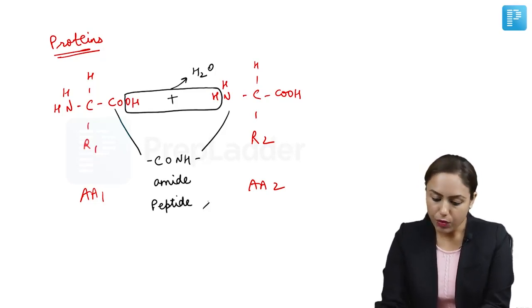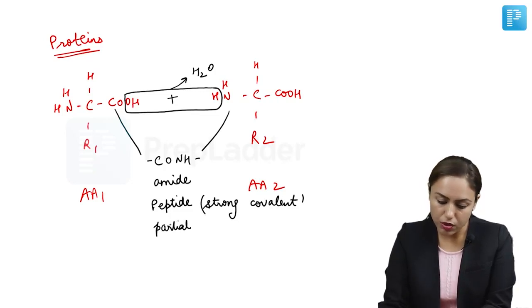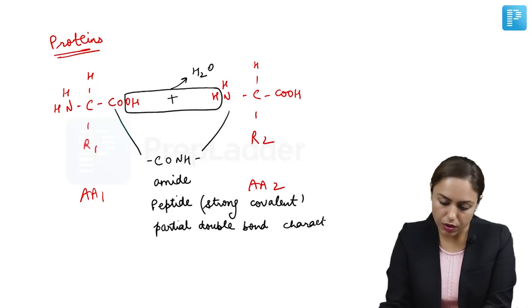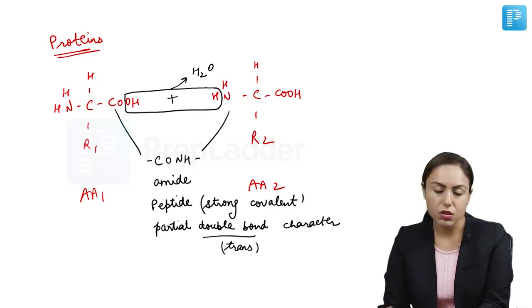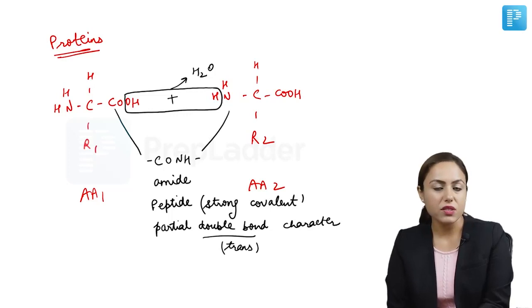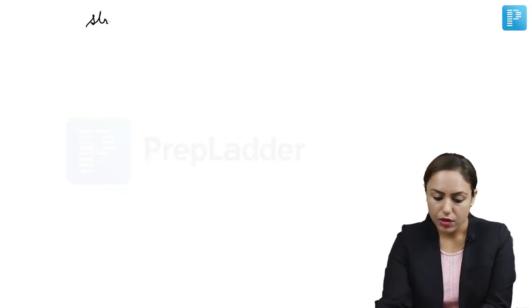Okay. Peptide bond is a strong covalent bond, and it has partial double bond character. This double bond is in trans configuration. Okay. In the case of fatty acids, the double bond in unsaturated fatty acid is in cis configuration normally. Okay. And in proteins, this peptide bond is in trans configuration, right? Now next let's do structures of proteins.